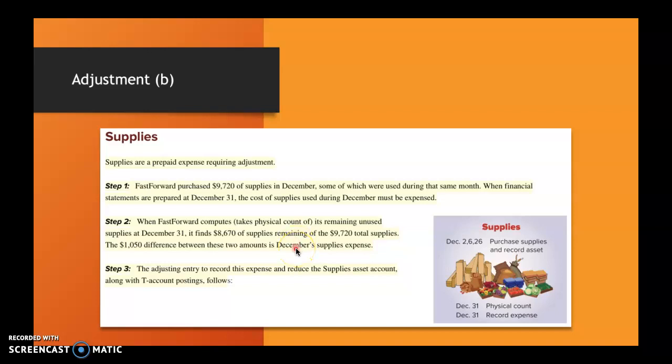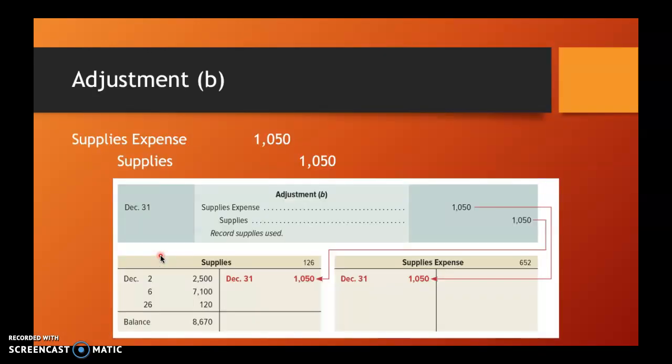In order to get the amount of expense for the year, we need to take the amount they bought, which was $9,720, and subtract off how much is left. This gives us the amount that was used during December. That difference is $1,050. So the entry for this would be supplies expense, debit, $1,050, and credit supplies for $1,050.